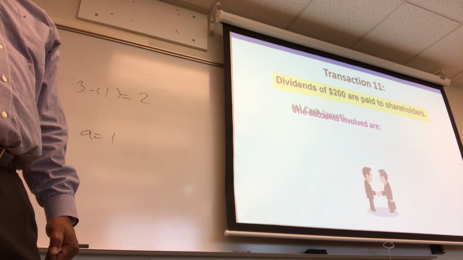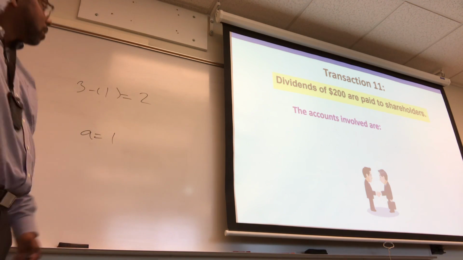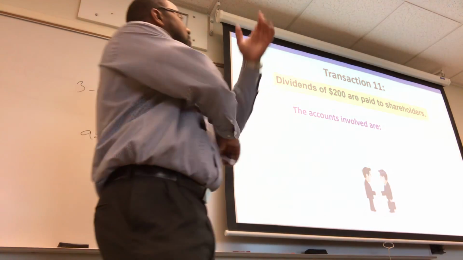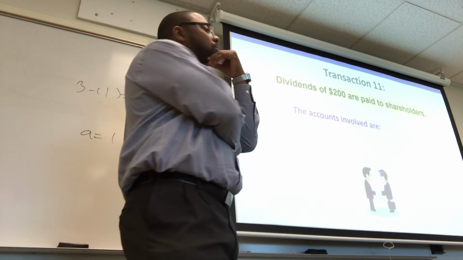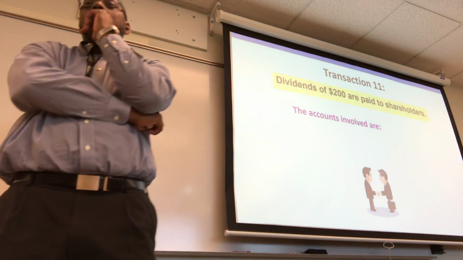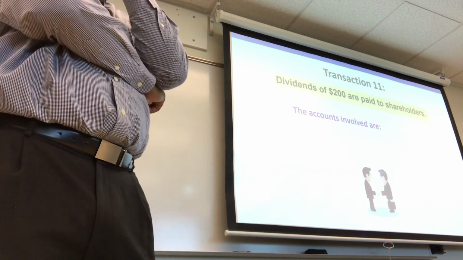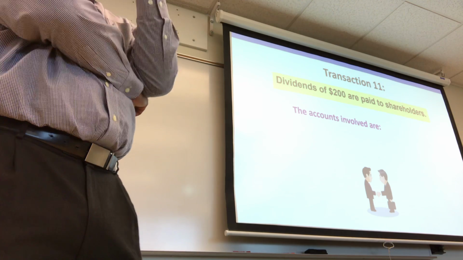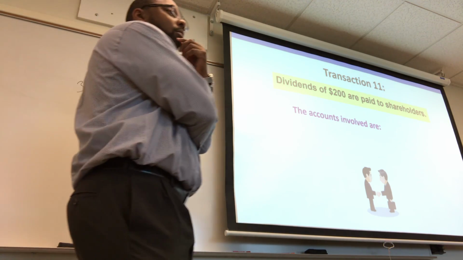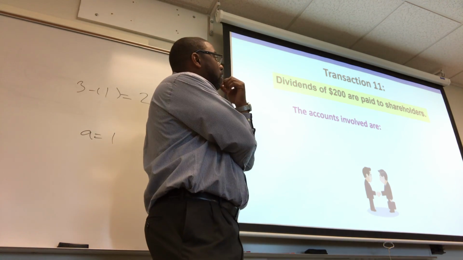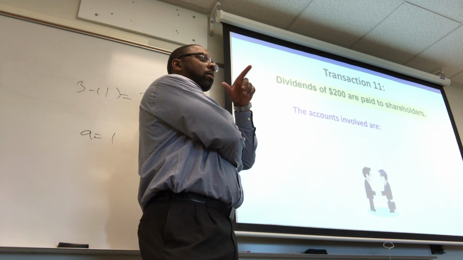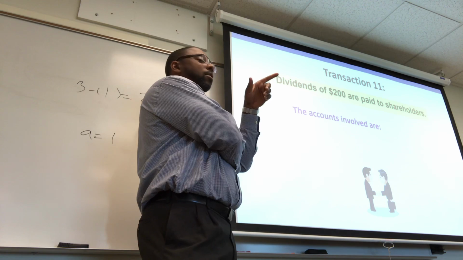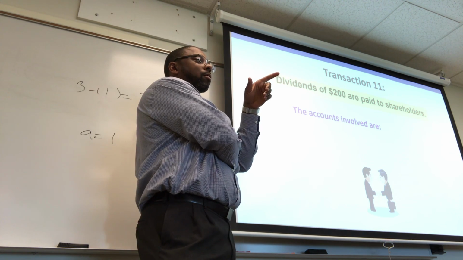Our last transaction is our dividend transaction. So dividends of $200 are paid to the shareholders, right? So cash, does it increase or decrease in the company? Decrease. What type of account is cash? Asset. Fantastic. And what do we use the cash for? Dividends, right? Did dividends increase or decrease?